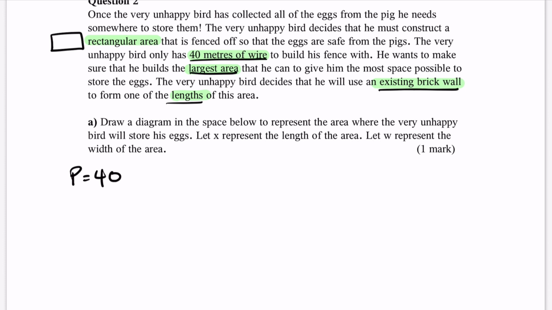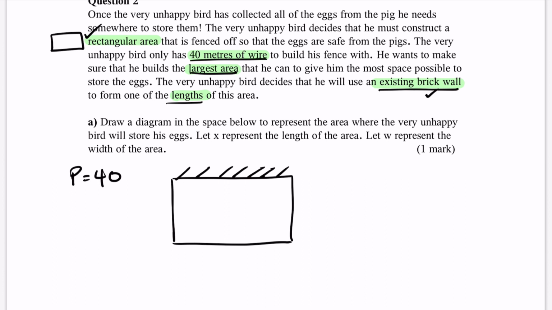And in fact, it's very much what part A is asking me, which is to draw a diagram in the space. Now I'm going to use this information. First of all, it's a rectangle. Secondly, we've used an existing brick wall. So I'm going to put dashes there to indicate that that is not part of the fence. So the rest is going to be the wire. So the perimeter, not the full perimeter, but the perimeter of the parts that we're going to use, which is here. All right, now it very specifically asks me to say, let X represent the length of the area and W to represent the width. So the width is the shorter part, and oops, that's going to be X there. Okay, so that's the diagram drawn.